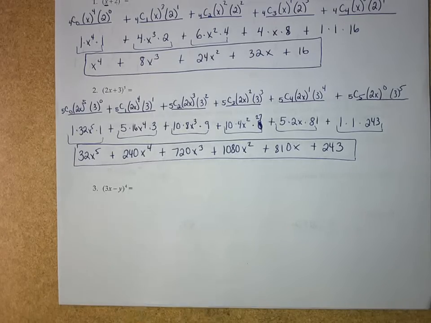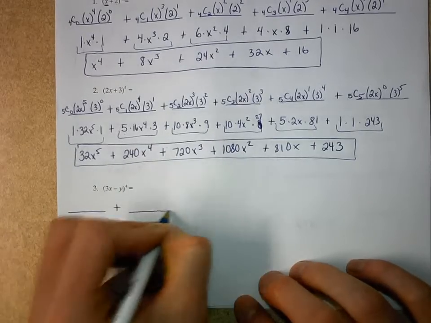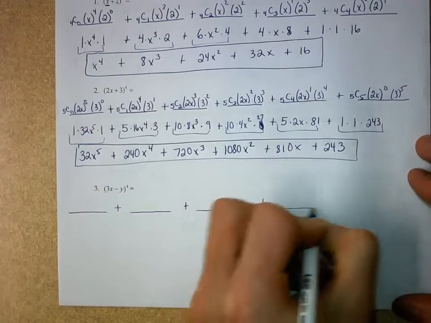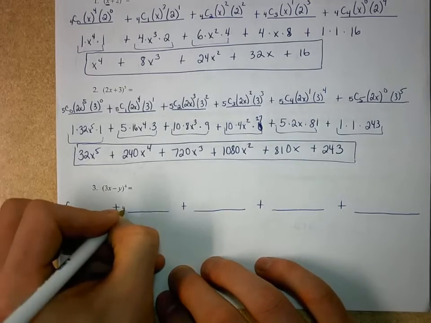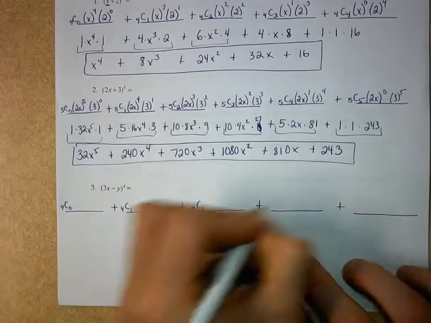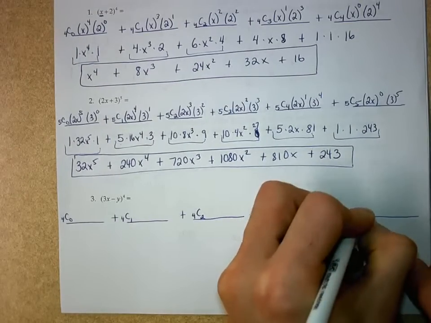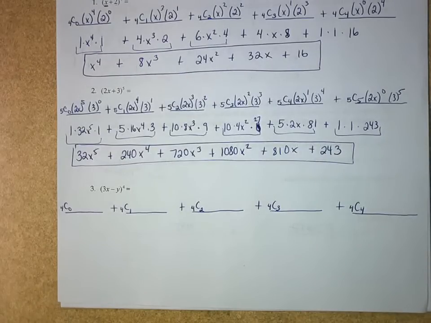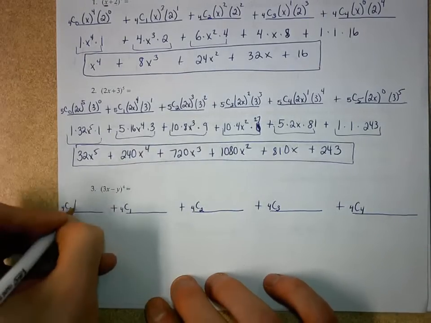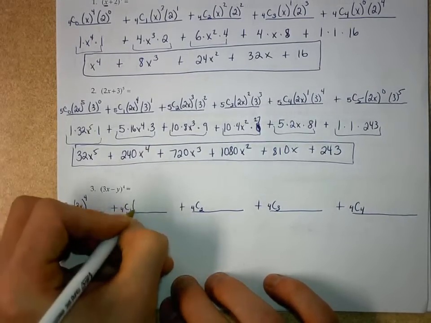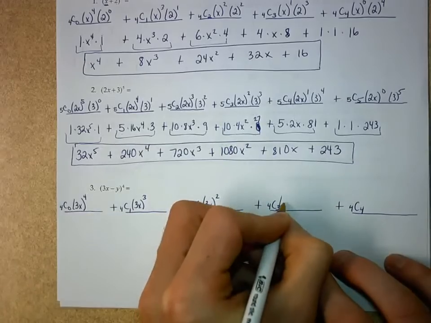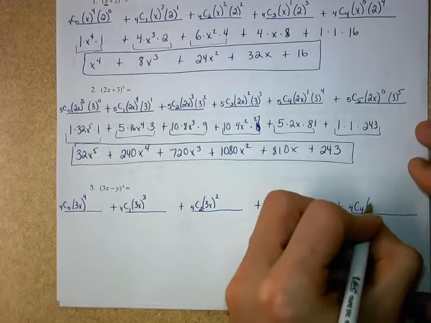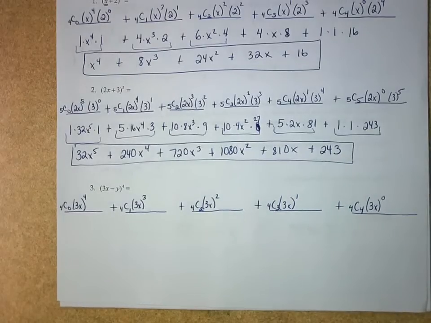So right here, since I'm raised to the fourth power, I'm going to have 5 blanks. 1, 2, 3, 4, 5. And I'm on the fourth row of Pascal's triangle, so 4 choose 0, 4 choose 1, 4 choose 2, 4 choose 3, and 4 choose 4. I'll take my 3x, and that's going to decrease by 1 power each time, so 3x to the fourth, 3x cubed, 3x squared, 3x to the first, and then 3x to the 0.